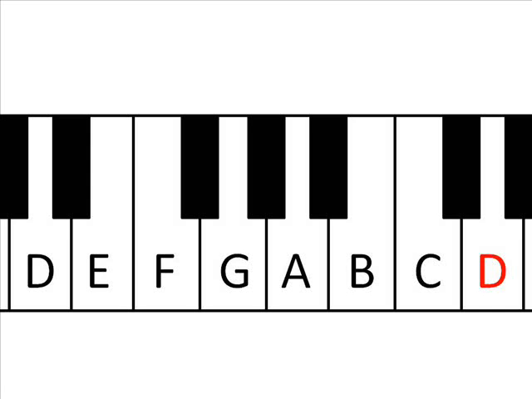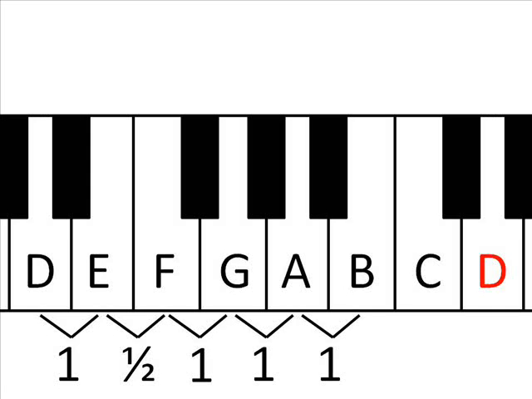From D to D now. D, E, F, G, A, B, C, D. Between D and E we have a whole step. Between E and F is a half step. F to G to A to B are all whole steps. B to C is a half step, and C to D is a whole step.